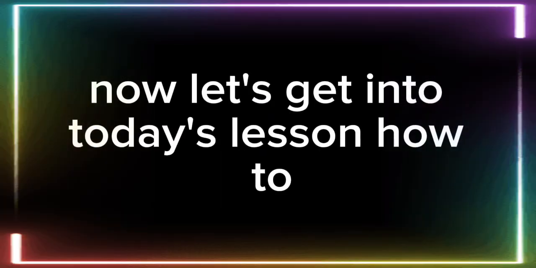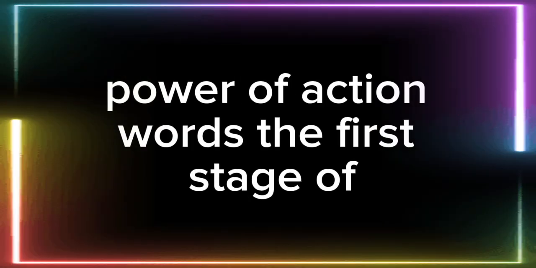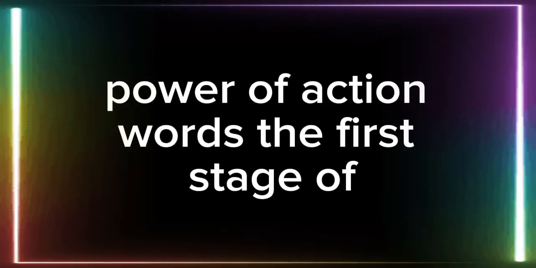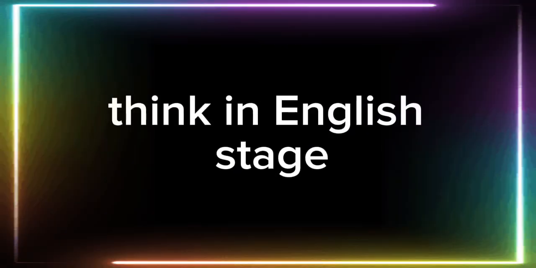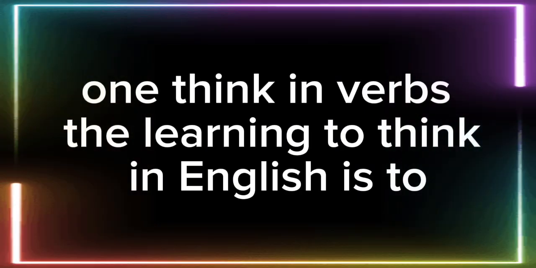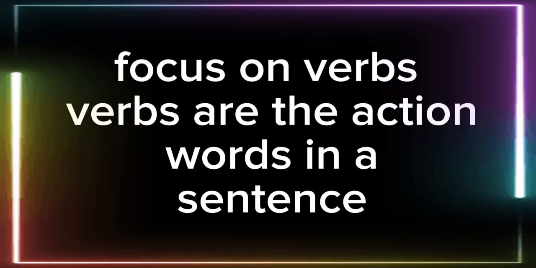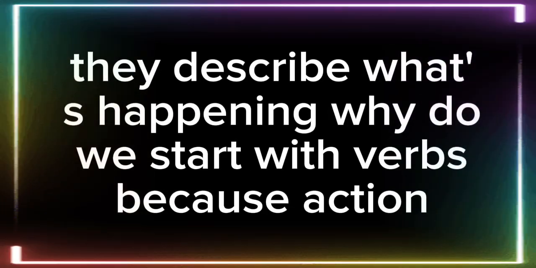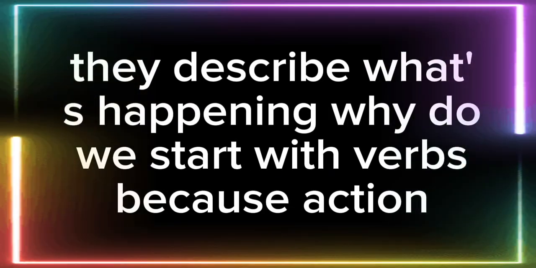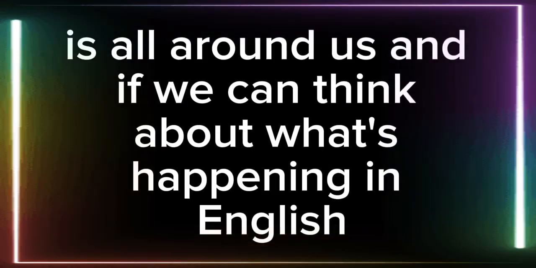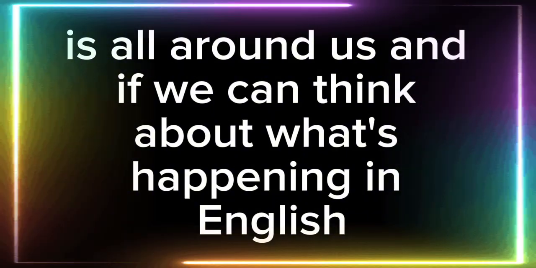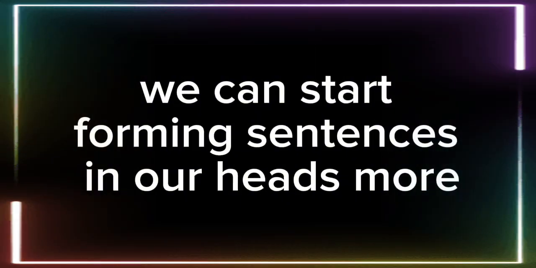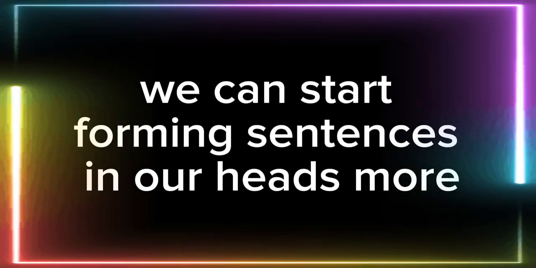Now let's get into today's lesson: the power of action words. The first stage of think in English. Stage 1. Think in verbs. The first step in learning to think in English is to focus on verbs. Verbs are the action words in a sentence. They describe what's happening. Why do we start with verbs? Because action is all around us, and if we can think about what's happening in English, we can start forming sentences in our heads more quickly.